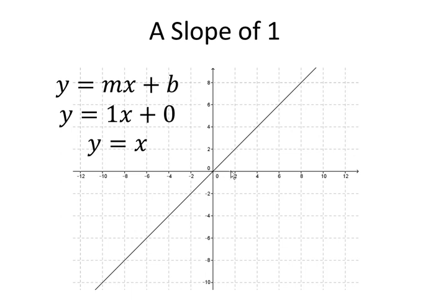And you can see it's true. If x equals 2, then y also equals 2. That is the point on the line. If x is 4, then y is also 4. That's the point on the line. If x is negative 6, then so is y. Y is also negative 6. So this is the line y equals x, and it has a slope of 1.